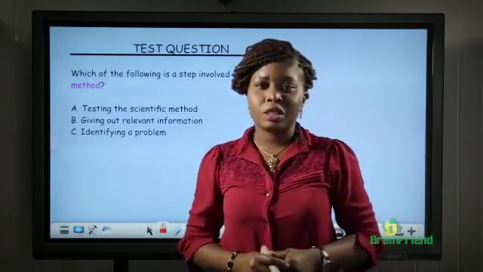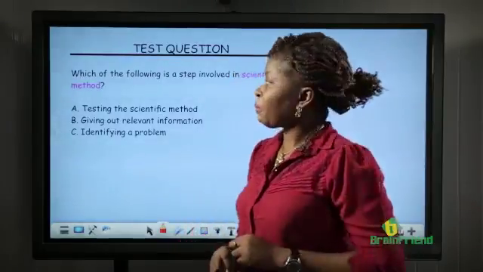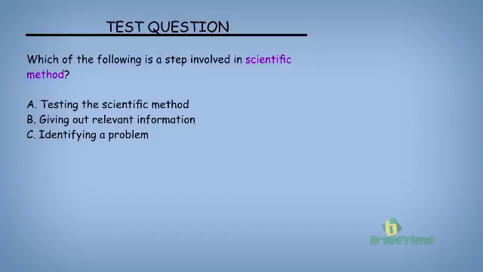Let us take a quick test to know if we can remember some points we stated earlier. Which of the following is a step involved in scientific method? A. Testing the scientific method. B. Giving out relevant information. C. Identifying the problem. If your answer was A or B, you're wrong. Our correct answer is C.